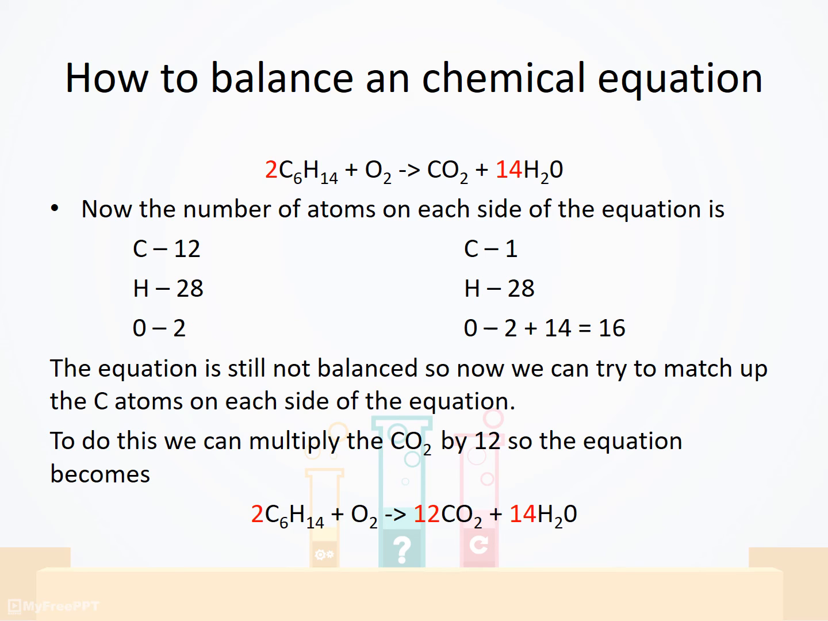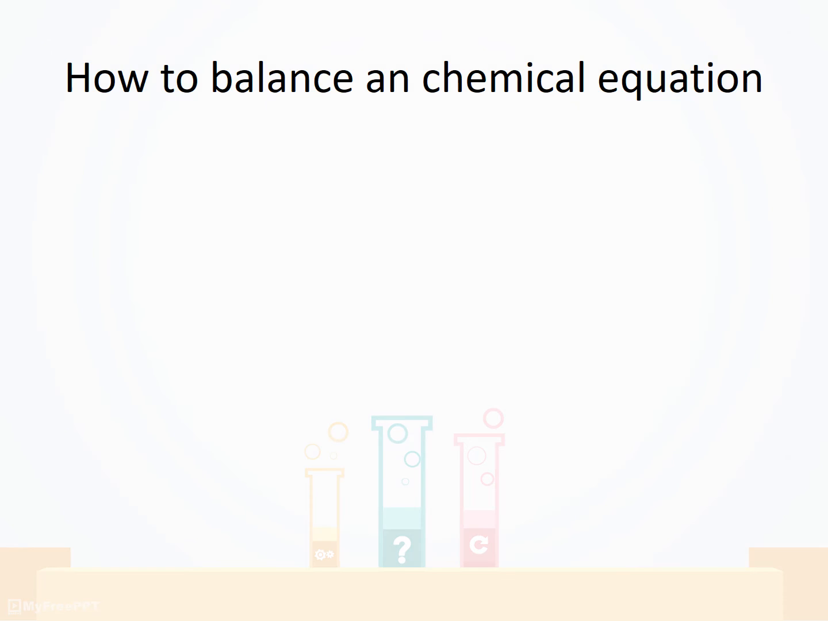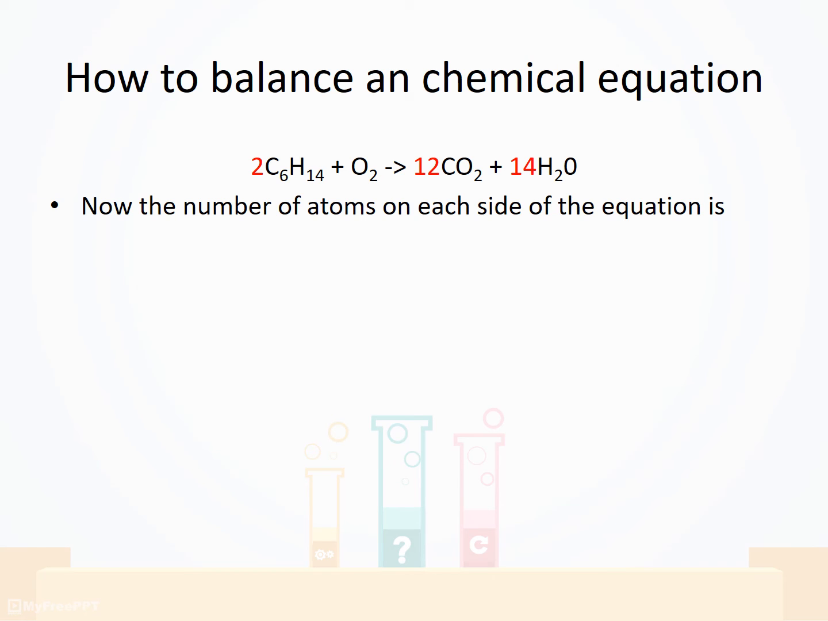So let's have a look at what we've changed now. We've got our 2 hexanes plus our oxygen molecule going to 12 carbon dioxides and 14 waters. Is that going to balance? Well, let's have a look at our equation. 2 hexanes, 1 oxygen molecule goes to 12 carbon dioxide molecules and 14 waters. We'll do the atoms on either side. Our carbons now match, which is good. Our hydrogens match, which is great.